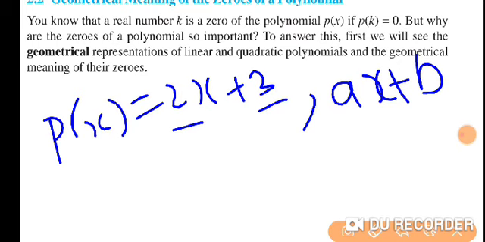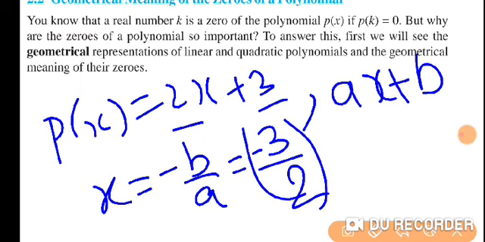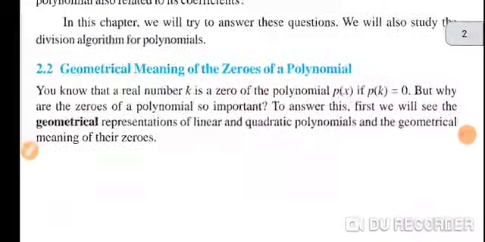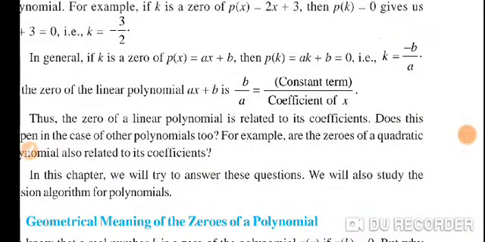So the value of x will be equal to what is given in the formula? Minus b upon a. What is the value of b here? 3. a is 2 and the negative sign is already there in the formula. So minus 3 by 2. This is the same answer you got when I solved it just now by the usual way of substituting 0. Yes or no? So either you work it out by p of x is equal to 0 and then get the answer, or you directly utilize this particular formula minus b by a.